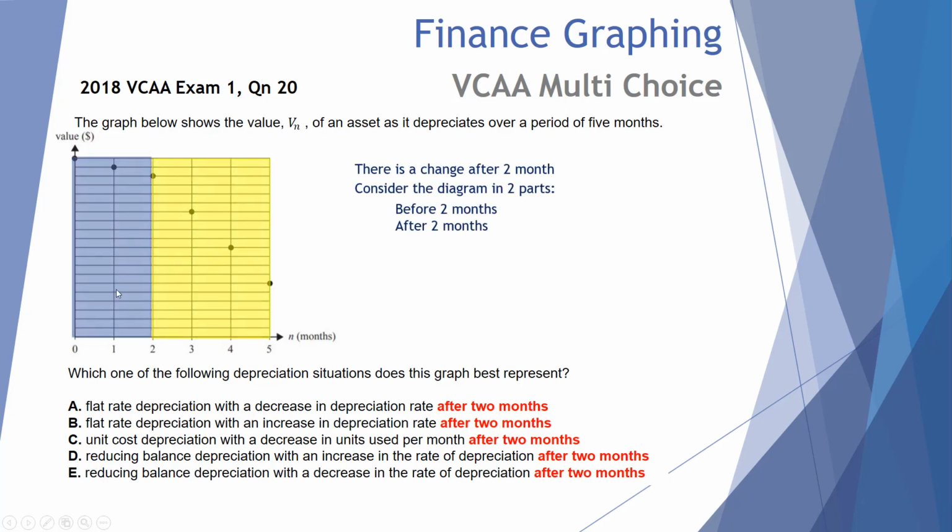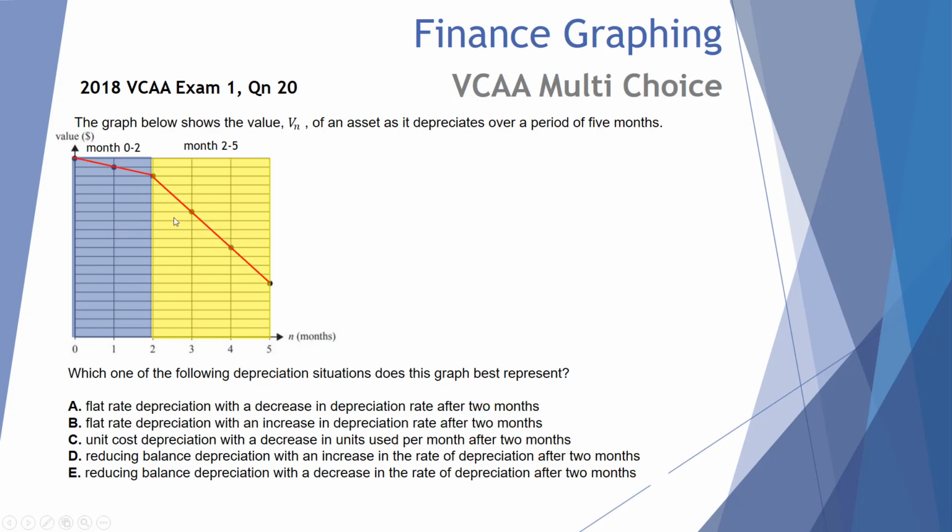So let's consider this in 2 sections. I've got the blue section before the 2-month point, and I've got the yellow section after the 2 months. So let's have a look. Between month 0 and 2, there's definitely a straight line, and between month 2 and 5, there's a straight line relationship. So we know that straight line relationships associated with depreciation come in 2 forms. This could be a flat rate depreciation, or it could be a unit cost depreciation.